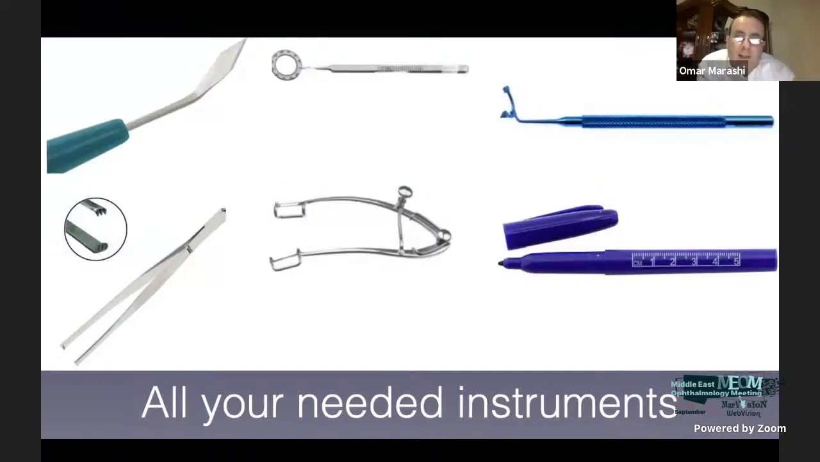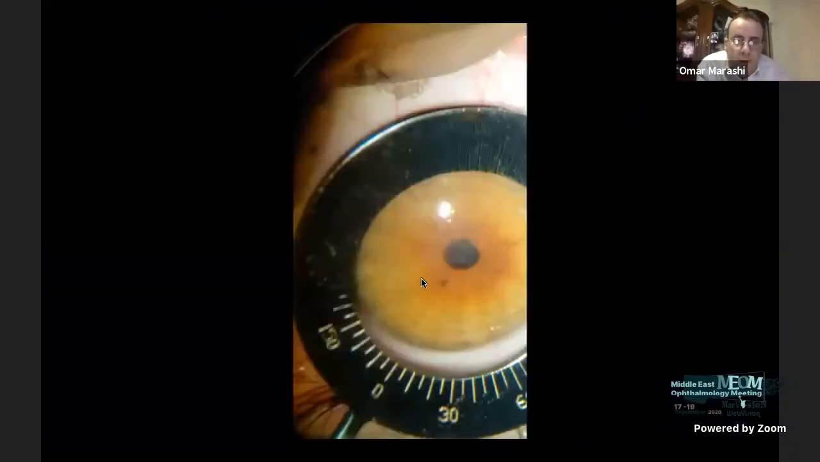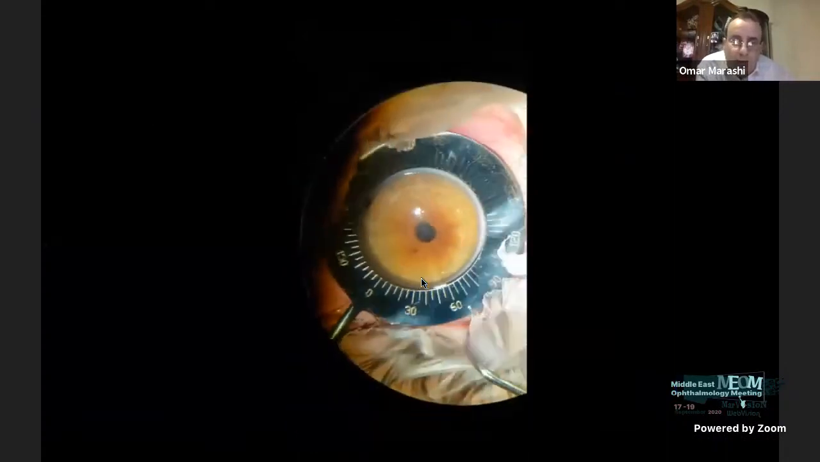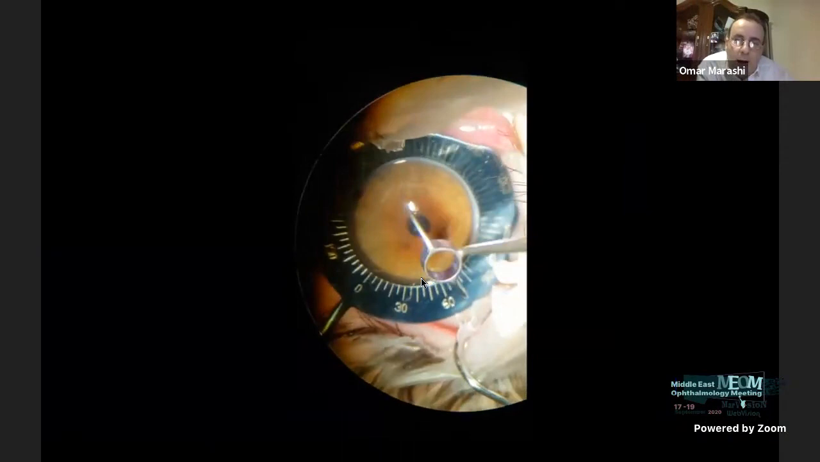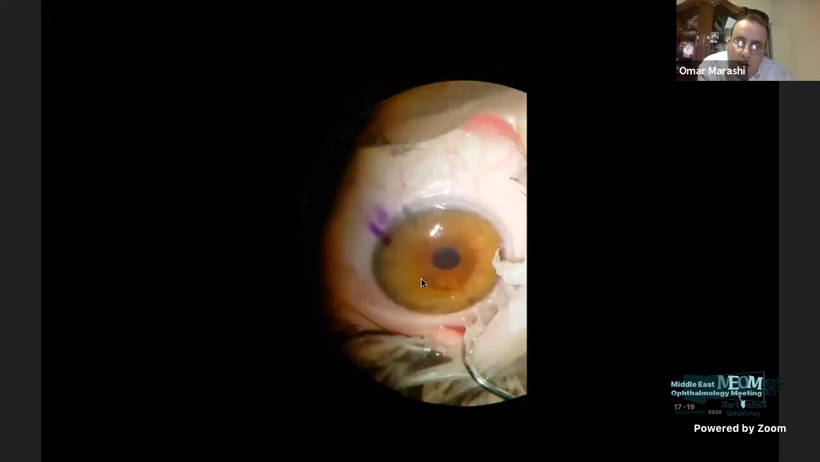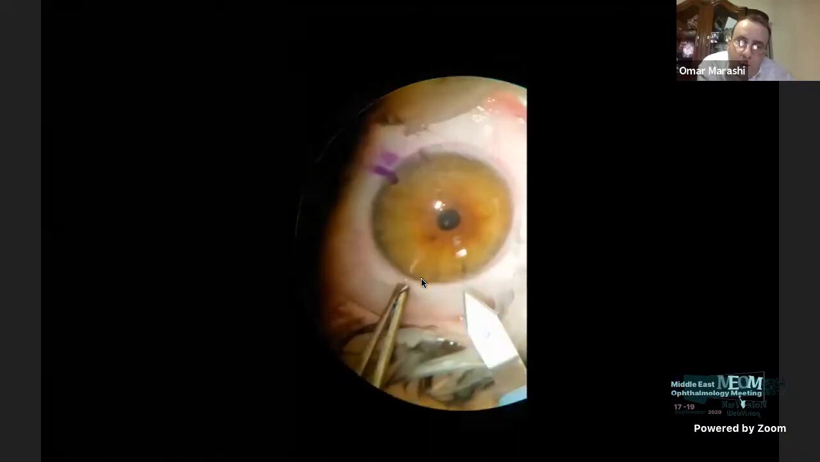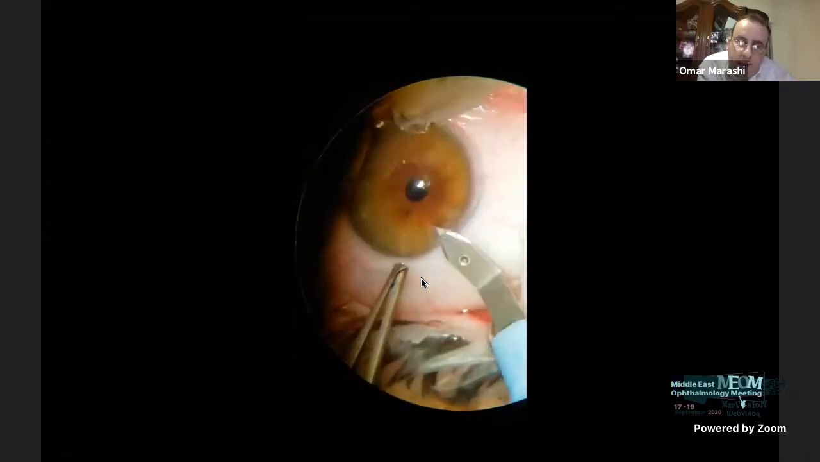So in the coupling technique, you need only these instruments: a phaco knife, an axis ruler, an axis marker, a tooth forceps, a speculum, and of course a marking pen. This is how the cornea looks with the marked steep meridian. Now, this is a case I performed 4 or 5 days ago, showing how I mark the steep meridian with this corneal marker. I initiate the wound, but I don't go fully into the anterior chamber. I just make sure that the tip goes in.